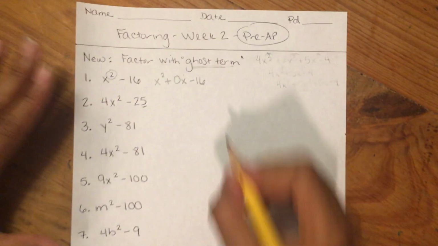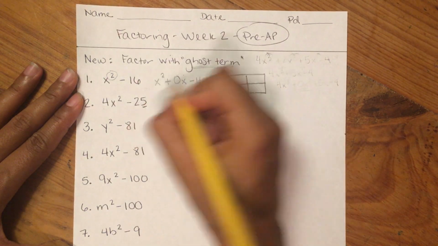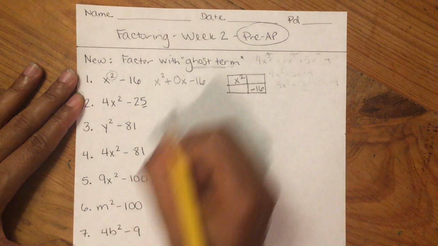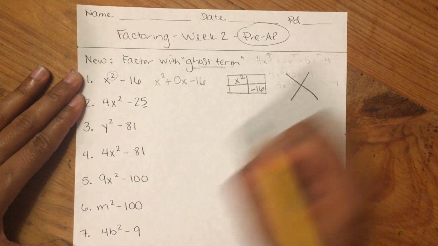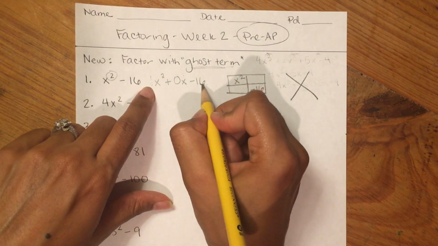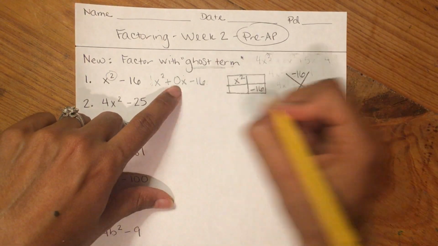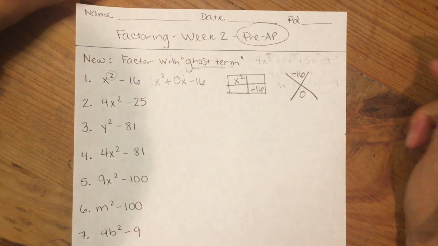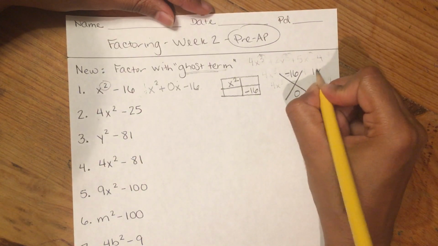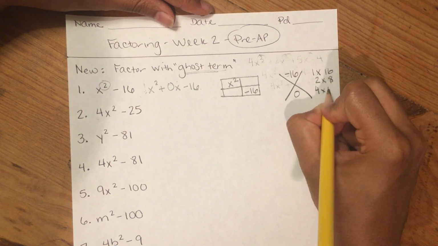Okay, let's do it. So x squared. First term in the first box. Last term in the last box, negative 16. Our A times our C is 1 times negative 16. First times last up here. Middle term down below. Now, think of all the ways you can think of to make 16 by multiplication. 1 times 16, 2 times 8, 4 times 4.